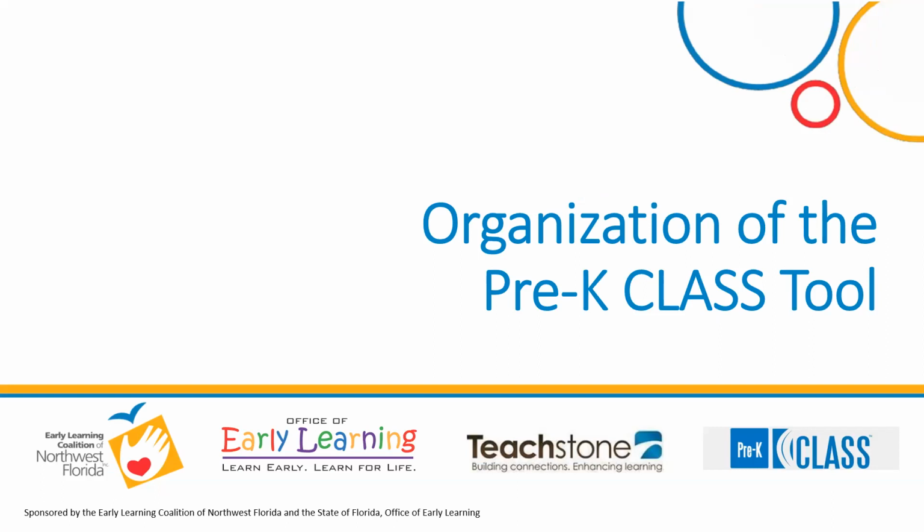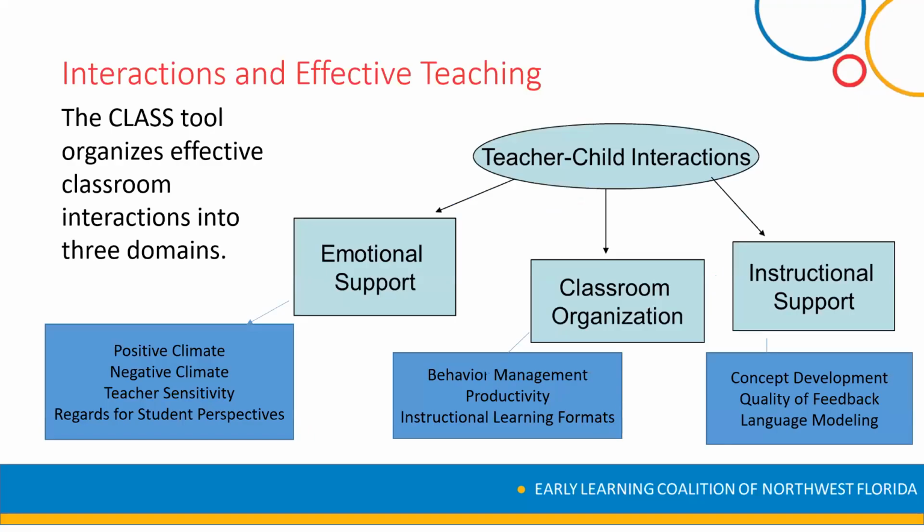All right. I'll break down the preschool tool. You'll notice from this slide, preschool breaks down into 3 big domains. And then from those domains, it breaks down into 10 smaller dimensions. So for our big domains, we have emotional support, classroom organization, and instructional support. Under emotional support, we have positive climate, negative climate, teacher sensitivity, and regard for student perspectives. Those are our first 4 dimensions.